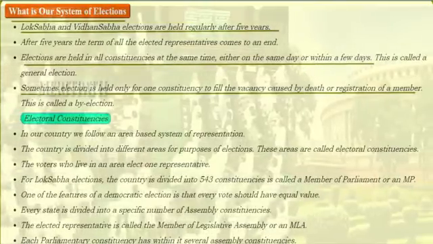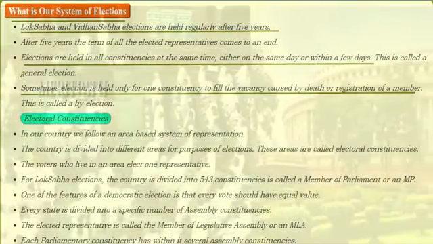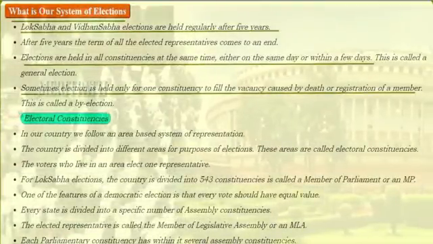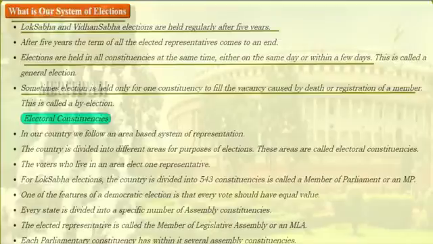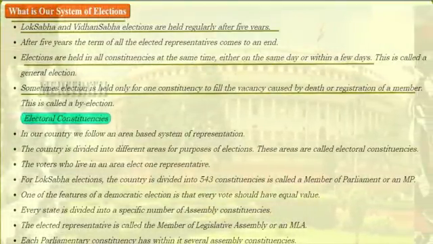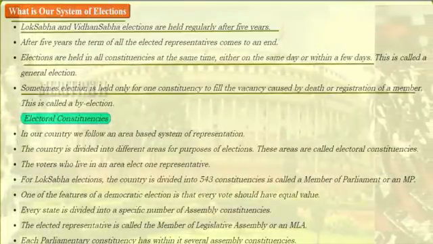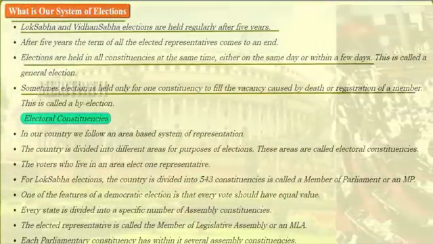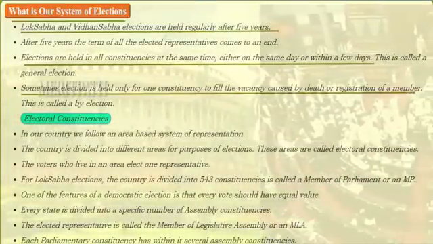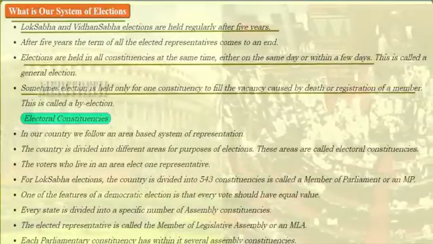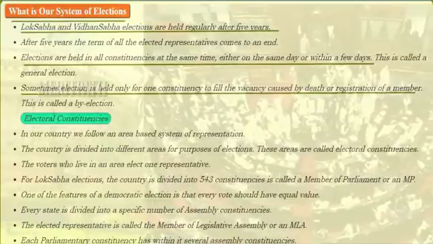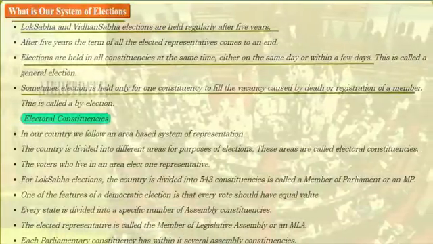What is our system of election? Lok Sabha and Vidhan Sabha elections are held regularly after 5 years. And after 5 years, the term of the elected representatives comes to an end. Elections are held at all constituencies at the same time, either on the same day or within a few days. This is known as general elections. Sometimes election is held for only one constituency to fill the vacancy caused by death or by the resignation of a member. This is known as by-election.